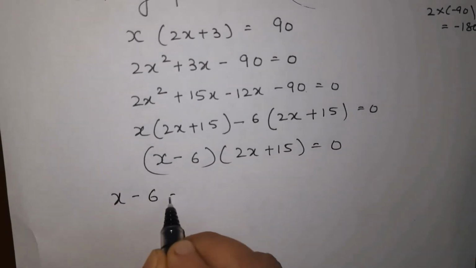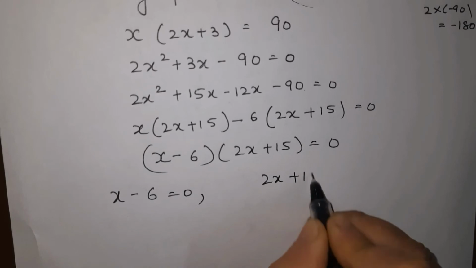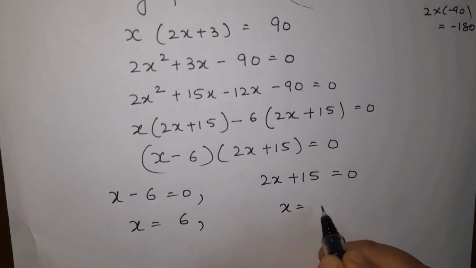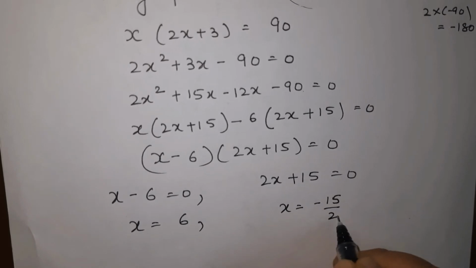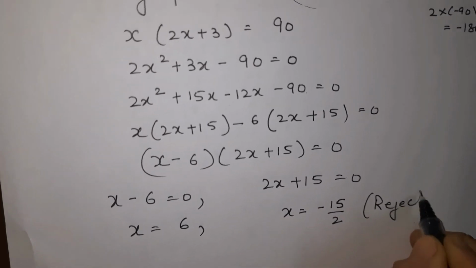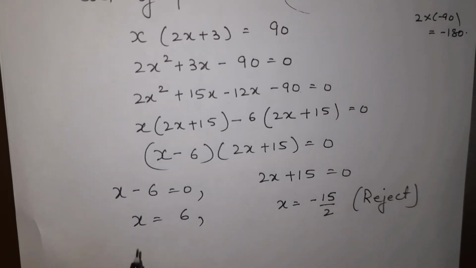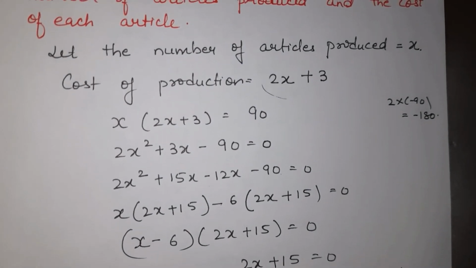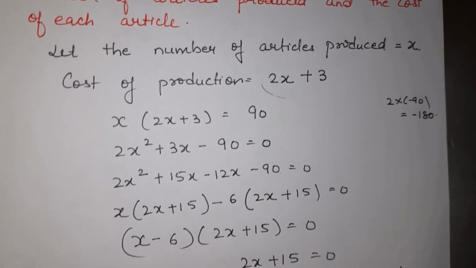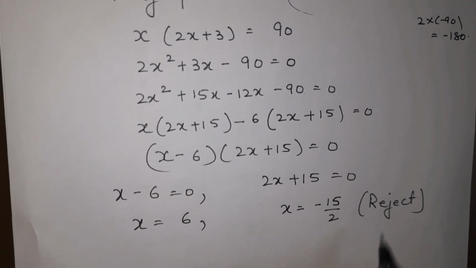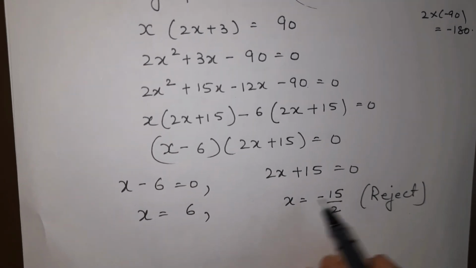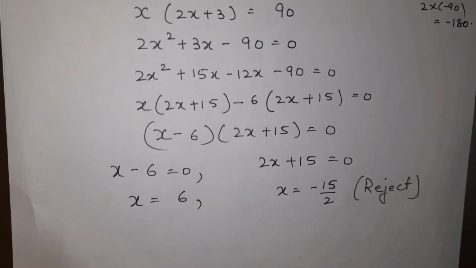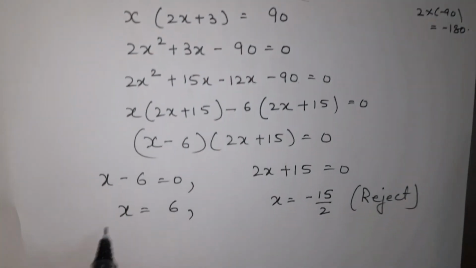x minus 6 equals to 0, 2x plus 15 equals to 0. x is equal to 6 and x is equal to minus 15 by 2. Now we have to reject this answer. Why? Because x represents the number of articles. When we say number, how many articles are produced, it should always be a natural number. Number of articles produced, number when we count. It cannot be negative. It cannot be a fraction. So the number of articles produced, which is represented by x, will be 6.